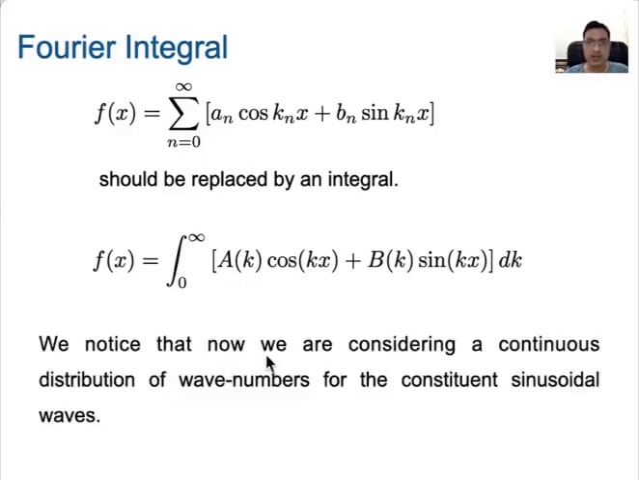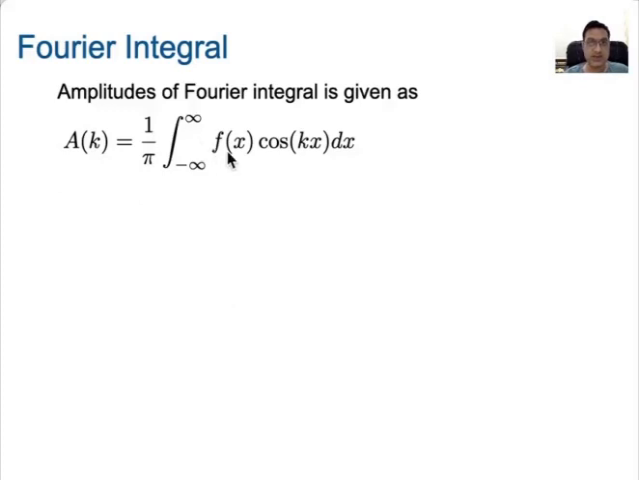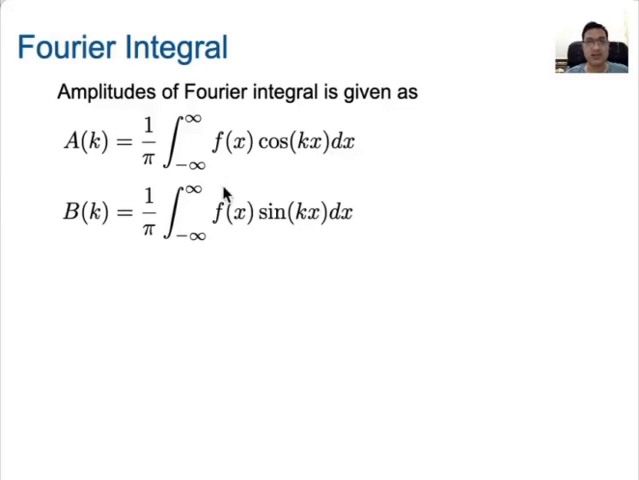We notice that now we are considering a continuous distribution of wave numbers, not any more discrete, 1 to 5, 1 to 10, or 1 to infinity, but continuous for the different constituent sinusoidal waves. So now, instead of Fourier coefficients, we can talk about the Fourier component. Similarly, we can write ak as 1 over pi, integral from minus infinity to infinity of f(x), the function, times cosine kx dx, and the same way we can write bk. You can verify that, as we have seen in the case of a0, an and bn.